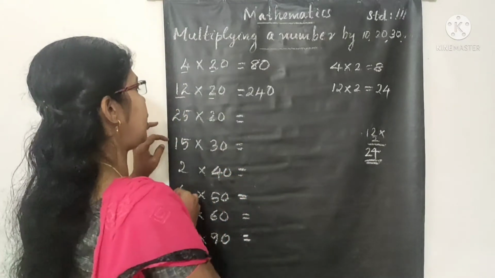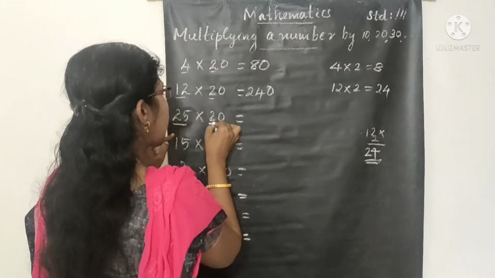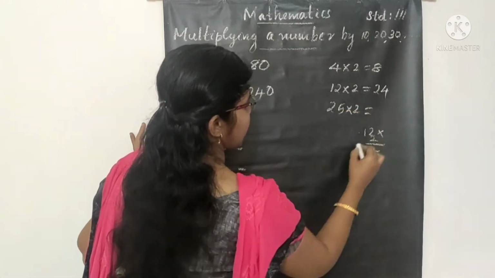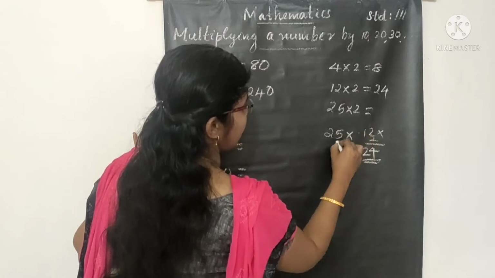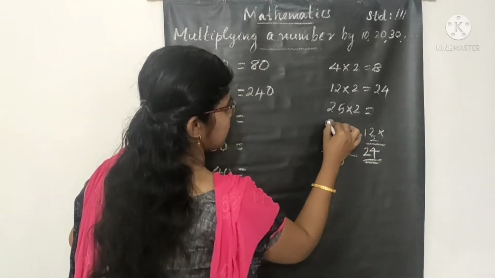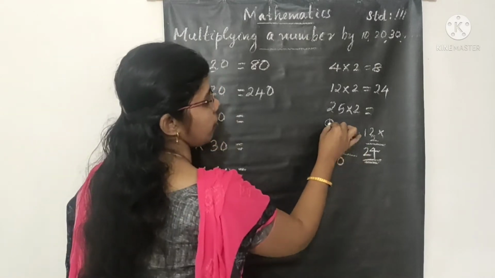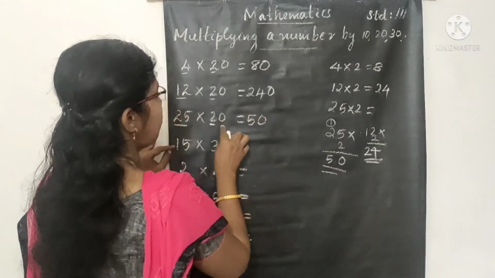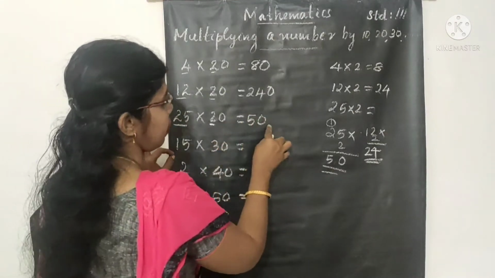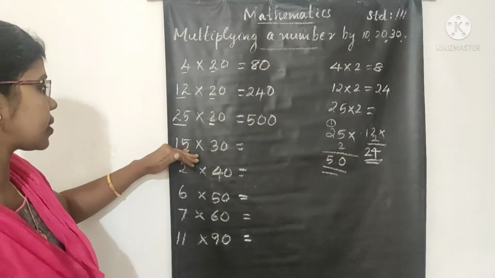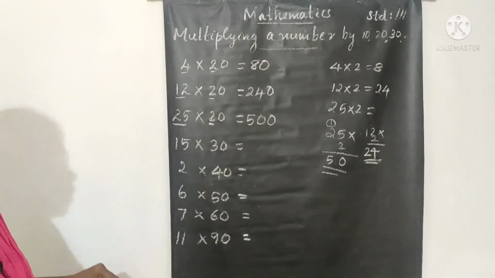Next, 25 into 20. First we have to multiply 25 and 2. 25 into 2, what? 2 5s are 10. 1 balance. 2 2s are 4. 4 plus 1 is 5. So the answer is 50. Then put this 0 on the right side of the number. Okay, 500.